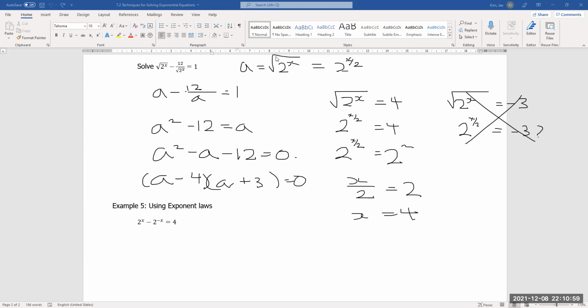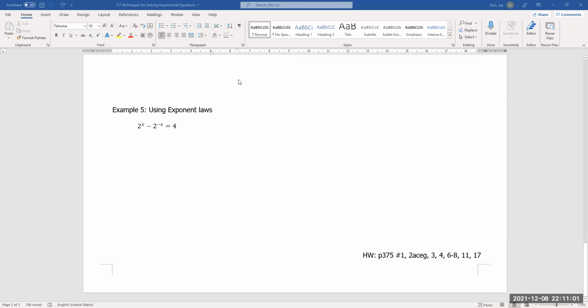Example 5. Example 5 is a little bit funky and you're going to use exponent laws. There's no real way to get around it. Looking at this, yes, there is a trick. We can't create a trinomial that we can factor if we have a negative exponent. So we're going to try to figure out a way to get rid of that exponent. How? Well, I'm going to turn it into a 0.